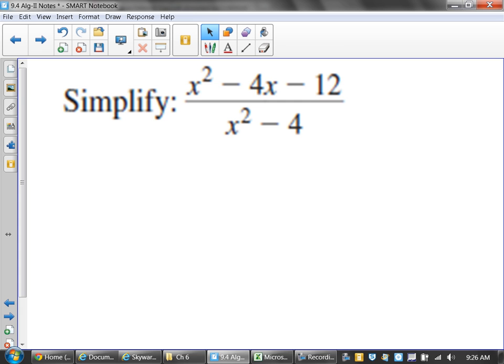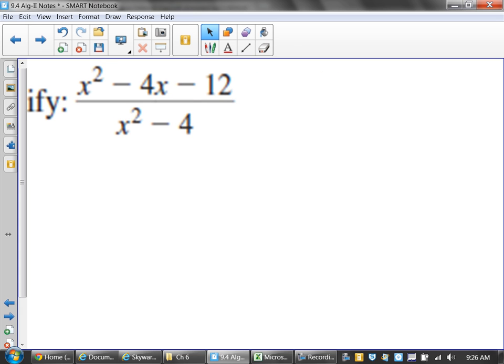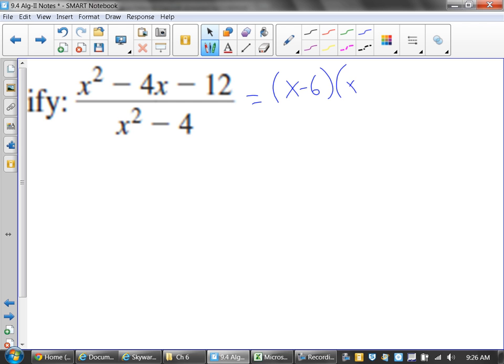I'm going to start by writing the problem out in my notes or on my homework or whatnot by factoring it as I go. X minus 6, x plus 2, over x minus 2, x plus 2. Very good. What simplifies out? X plus 2. X plus 2.